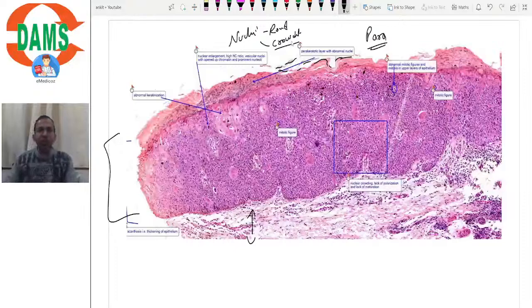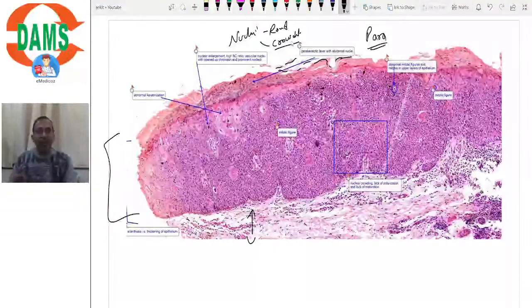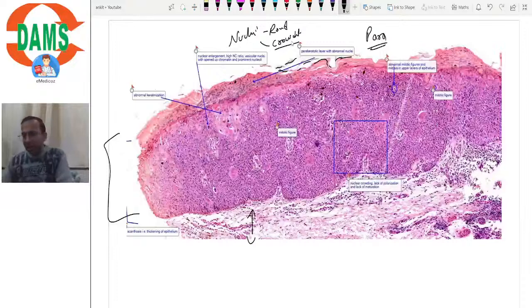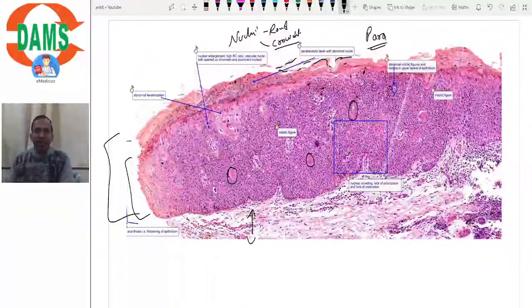So definitely this is not a normal feature, isn't it? It doesn't even look like hyperplasia, because in hyperplasia the normal anatomy or the normal morphology should be maintained, but here it is not normal, isn't it? Then let's go into the deeper tissue. In the deeper tissue, you would notice something peculiar here, isn't it? And here and here. So what are these things?